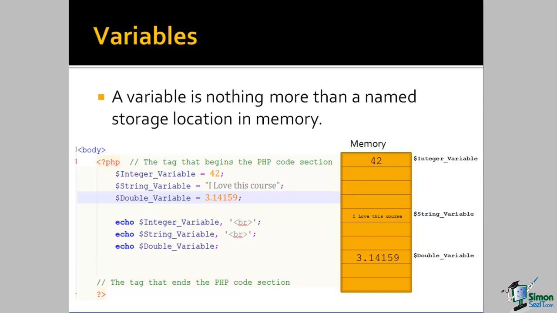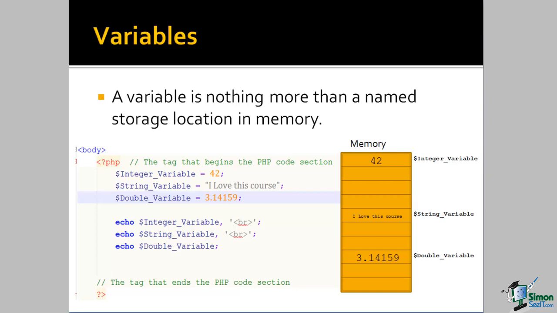So here I'm demonstrating how to create a variable that's going to store a number. So I give it a name. The name of the variable is integer variable, and I put the number 42 in that variable, in that memory location. Then I create a string variable, and I put a string in that memory location. And then likewise with a decimal value, I call it double variable. That's just a name.